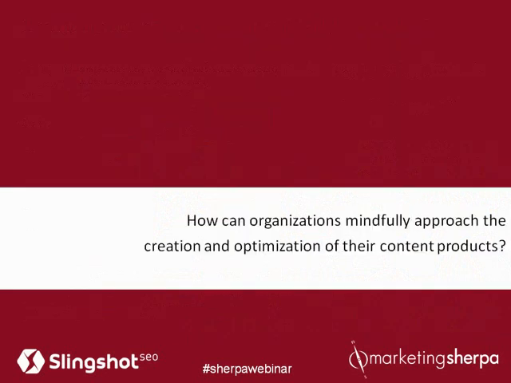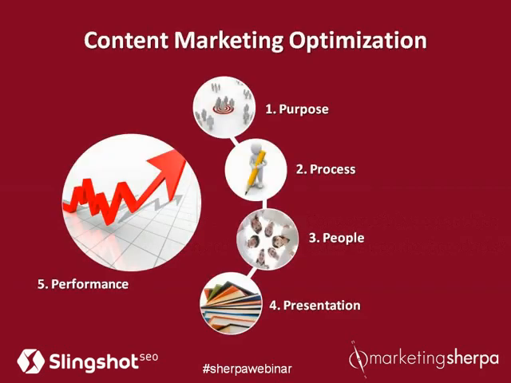So this chart really is the reason for the webinar today. We know content creation is important in SEO efforts. We know it makes a difference with leads and conversions. And so it brings up this question: how can organizations, how can you here on this call today, mindfully approach the creation and optimization of your content products? We're going to spend the rest of this session answering this particular question, and we're going to do it in 5 parts. I'm calling these the 5 Ps. And, as marketers, we're already familiar with the 5 Ps of marketing.